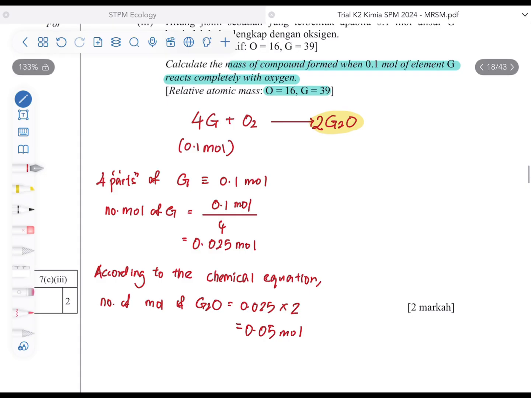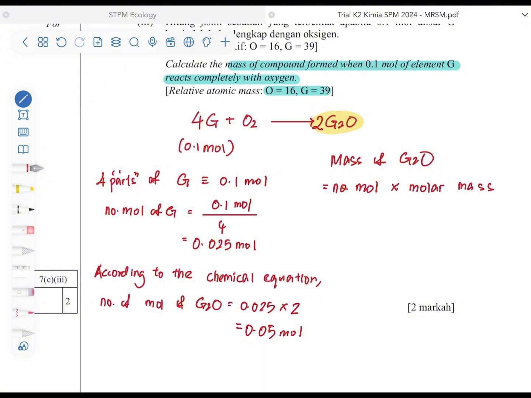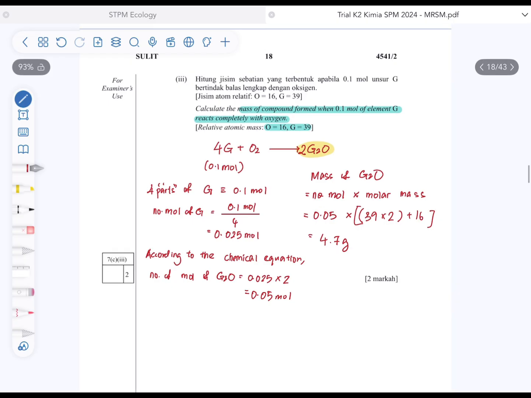So I want to calculate the mass. You need to remember that the mass of G2O equals the number of moles times the molar mass. How to get the molar mass? It is the relative atomic mass. So 0.05 times 39 times 2 plus 16. So the answer will be 4.7 grams. So this will be your answer.